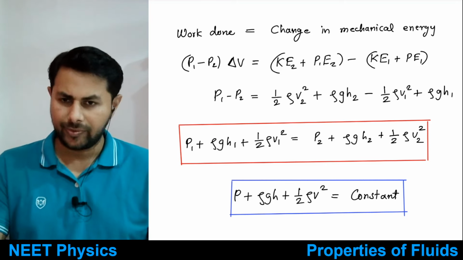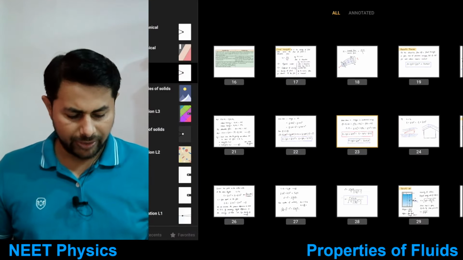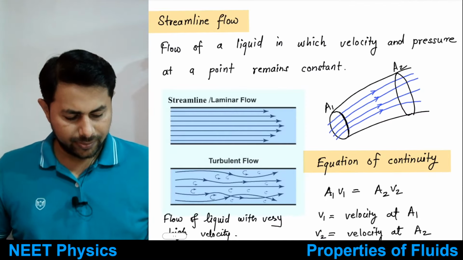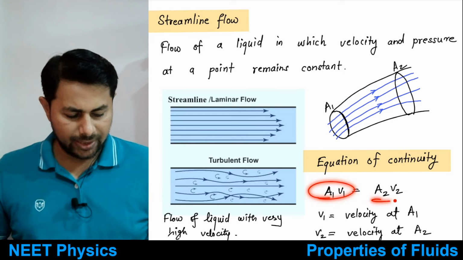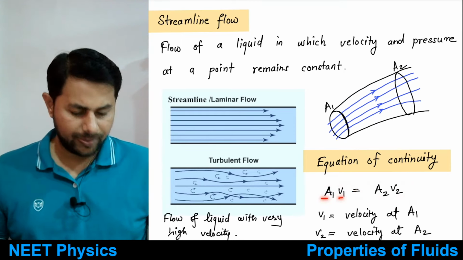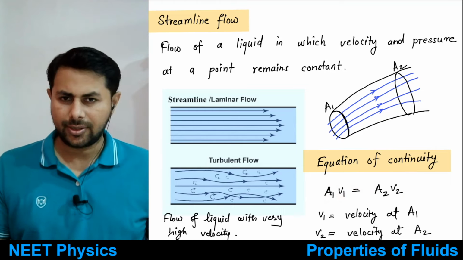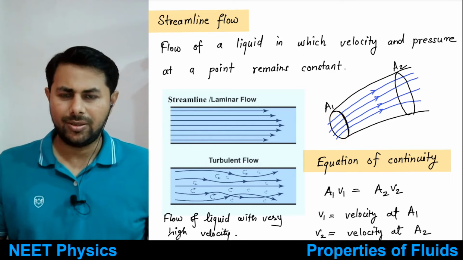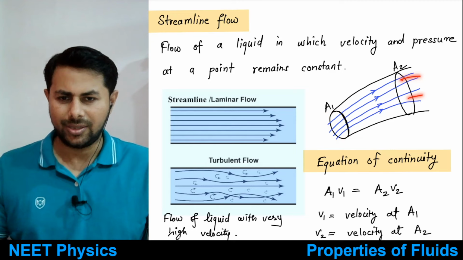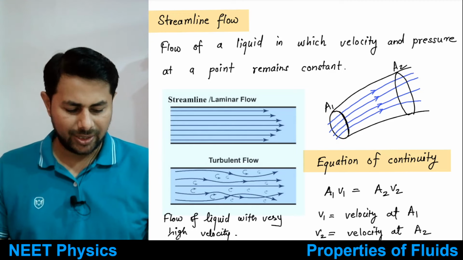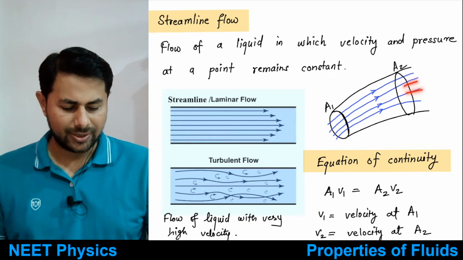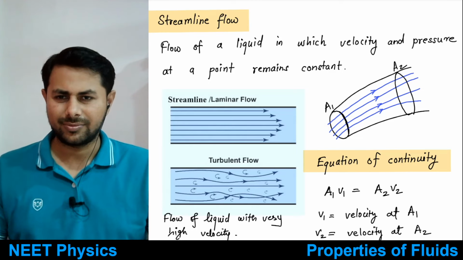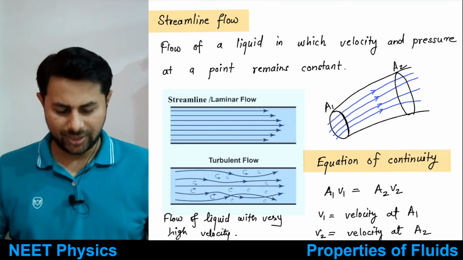Okay, good, very good. Then one more thing, we saw the equation of continuity that A1 V1 is equal to A2 V2. So the product of area times velocity of a fluid remains constant. What does that mean? It means that if area is small, velocity would be more. If area is large, velocity would be less. This thing is clear? Yes, no? Okay.